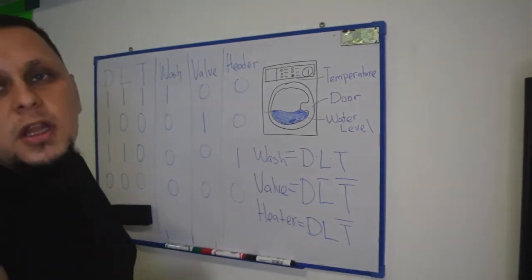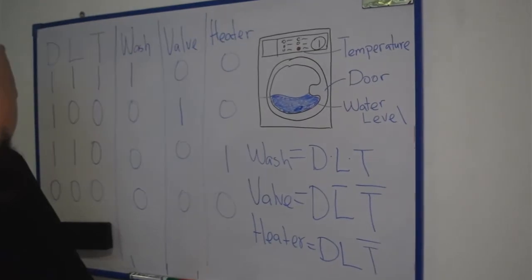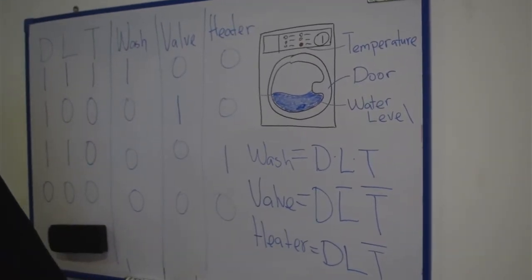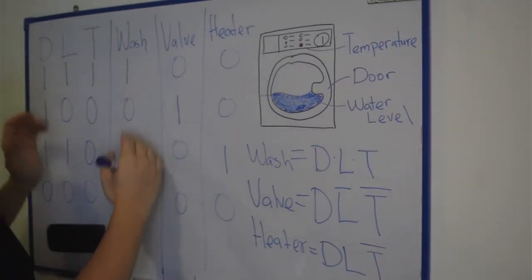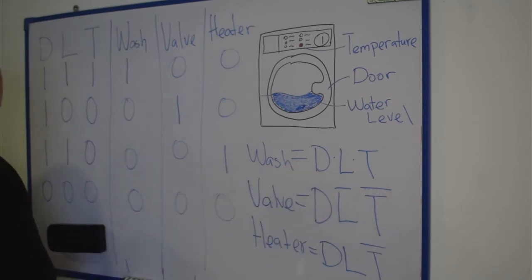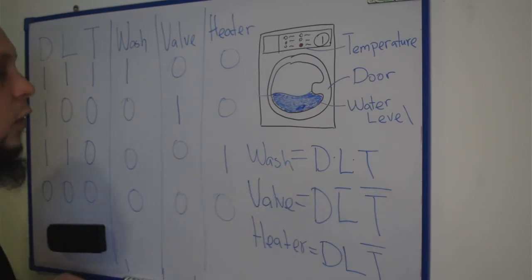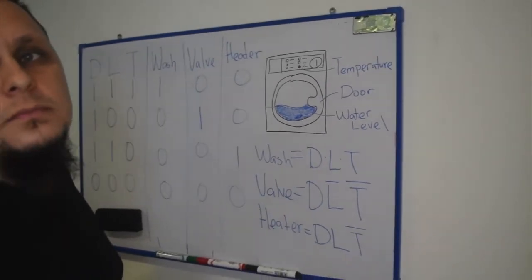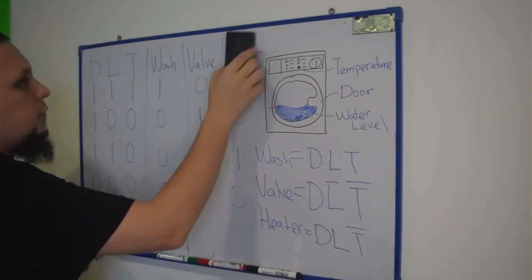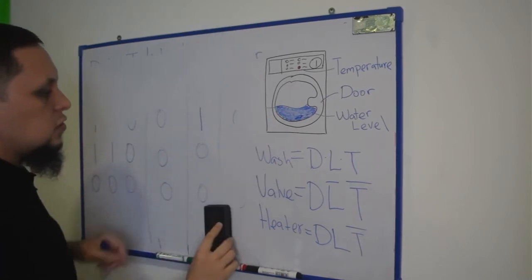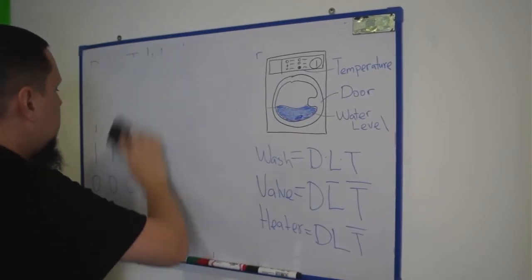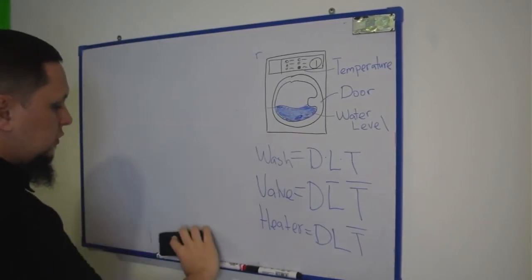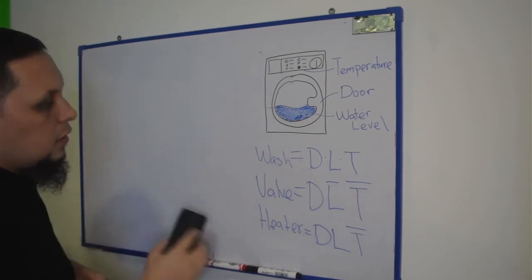Let me zoom in so you can see it better. This is the truth table, and this is the expression that we created right now. Now, let's create the logic circuit. I'm going to erase the truth table because we have the Boolean expressions. Based on these expressions, we're going to create the circuit.